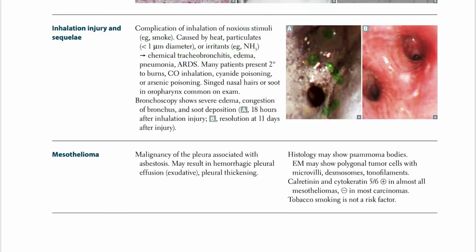Then the next one you have is mesothelioma. Mesothelioma is a malignancy of the pleura associated with asbestosis. It may result in hemorrhagic pleural effusion, which is exudative, and pleural thickening. So three things mesothelioma leads to. The first thing is it is associated with asbestosis, and it results in hemorrhage, which causes pleural effusion, and also causes pleural thickening.